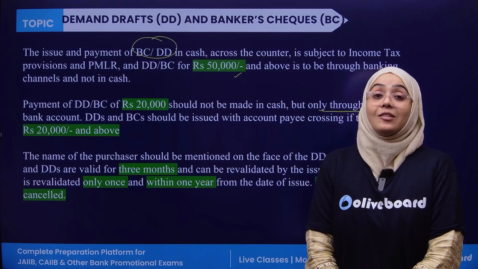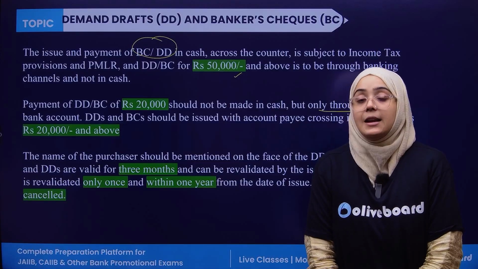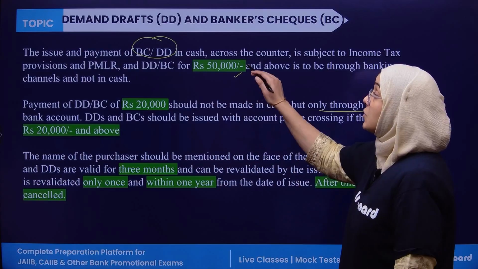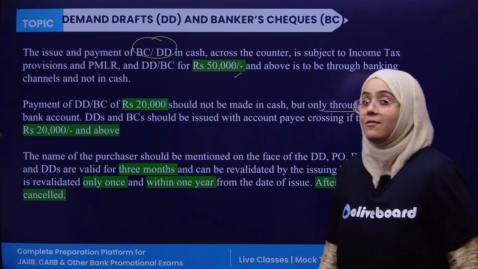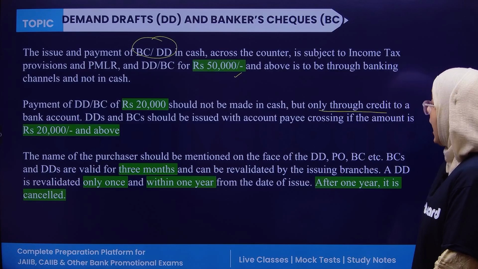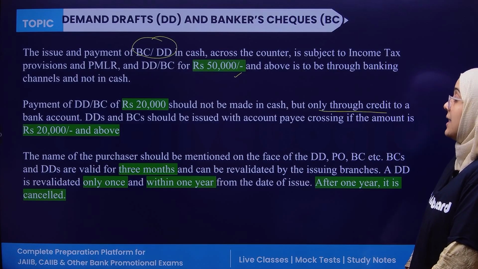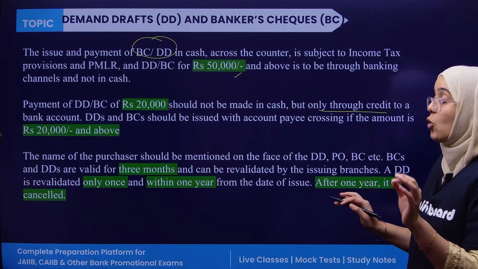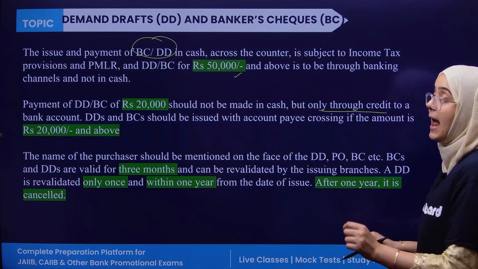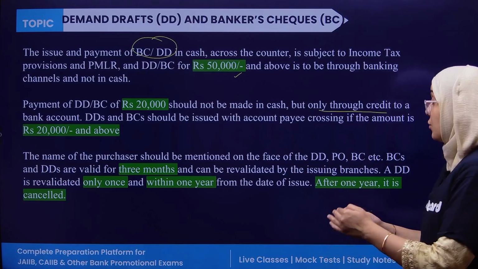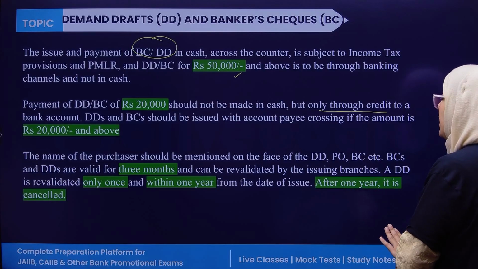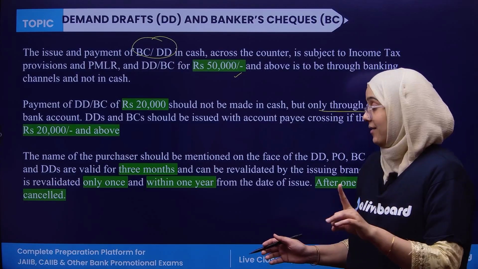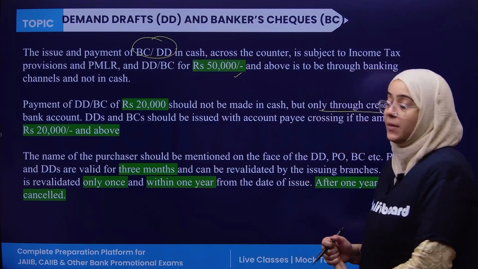It means that this should be credited directly into the bank account and not in cash. And so it is the requirement of the demand draft and banker's check. Now, the name of the purchaser that is mentioned on the face of any of these instruments, these are valid only for 3 months and can be revalidated or reissued by the issuing branch. But a demand draft is revalidated only once and within 1 year from the date of issue.